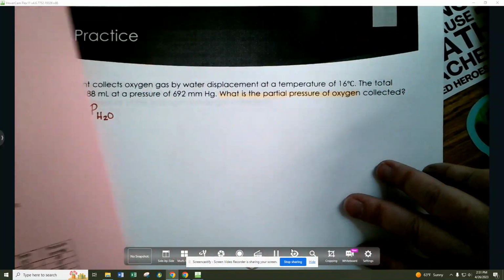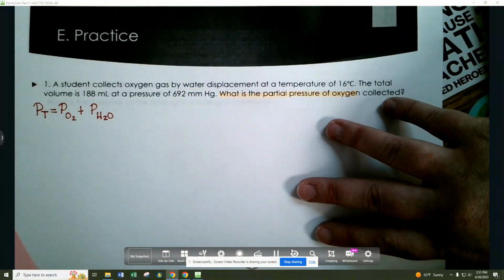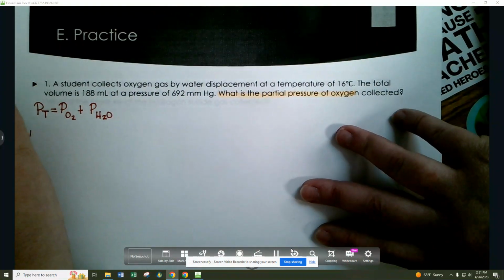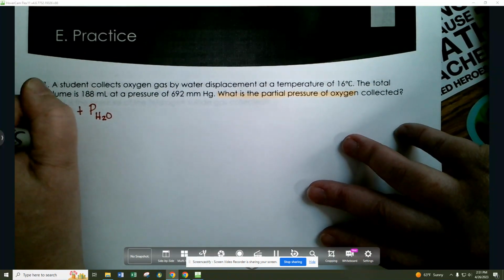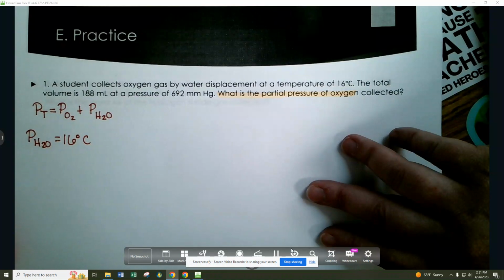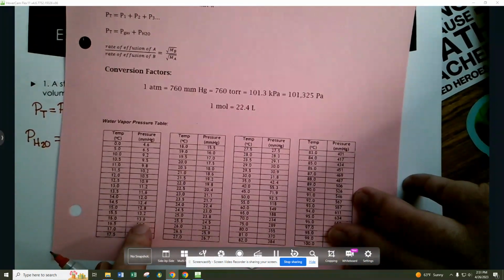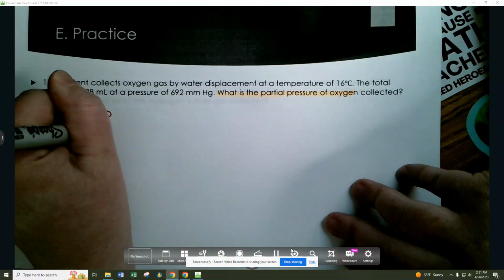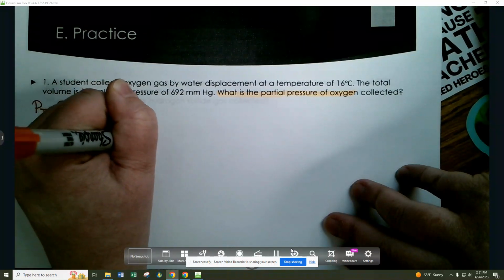So you always get the pressure of the water from your pink table here, and it says water vapor pressure table. So because this was collected at 16 degrees Celsius, we find 16 degrees Celsius on our table here. And that tells us that the pressure of the water is 13.6. And that specifically is 13.6 millimeters of mercury.